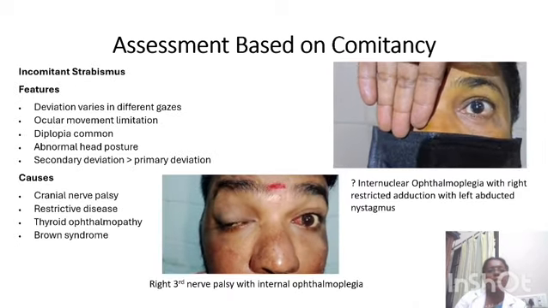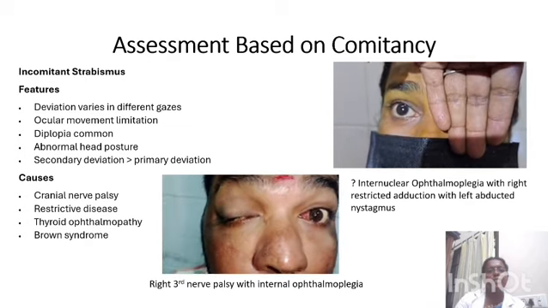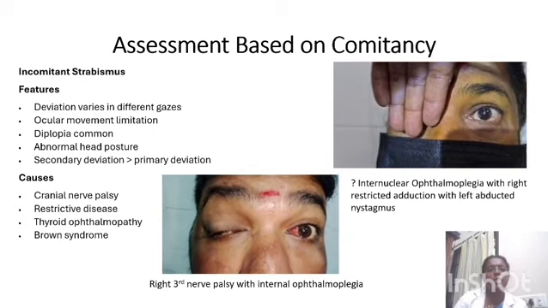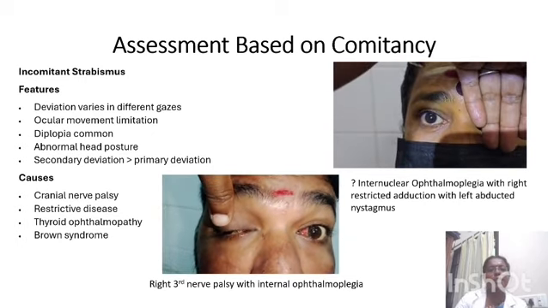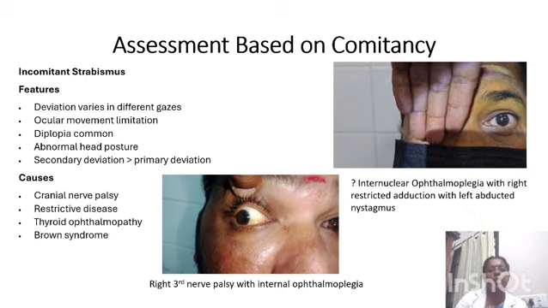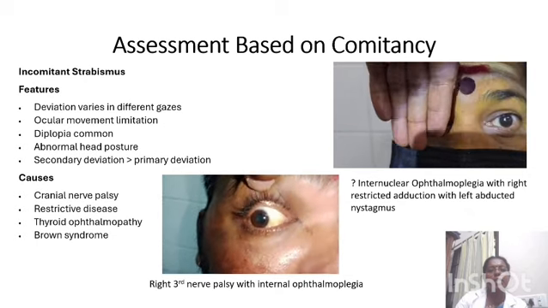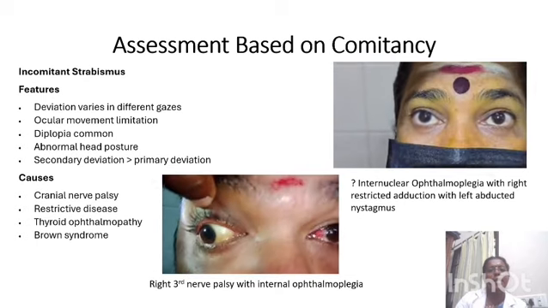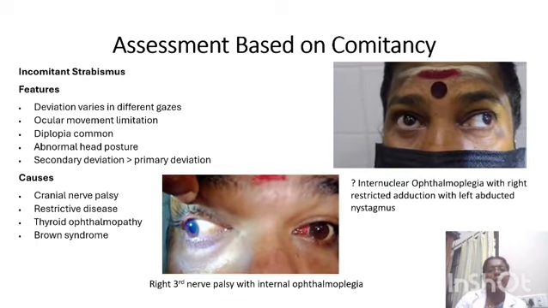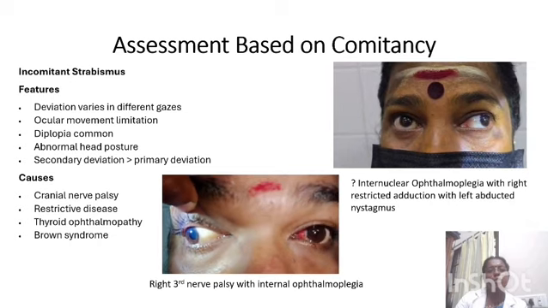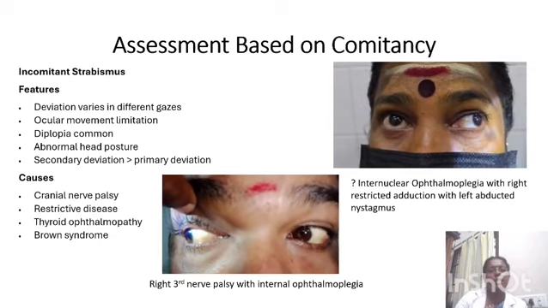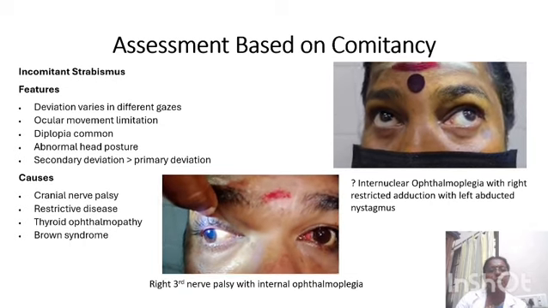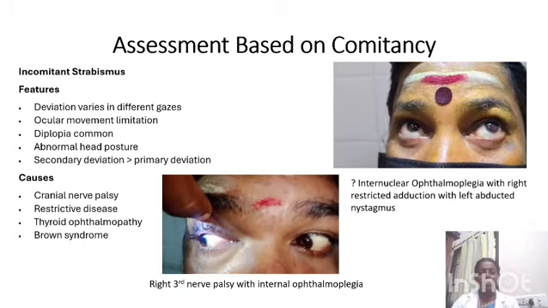Unlike comitant strabismus, where the angle of deviation remains the same in all directions of gaze, incomitant strabismus is characterized by a deviation that varies depending on the direction of gaze. The variation occurs because one or more extraocular muscles are weak, paralyzed, overacting, or mechanically restricted. This video demonstrates incomitant strabismus. The deviation changes with gaze direction, and there may be limitation of ocular movement.